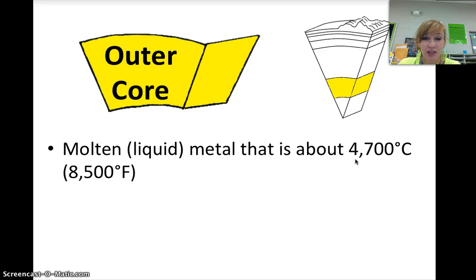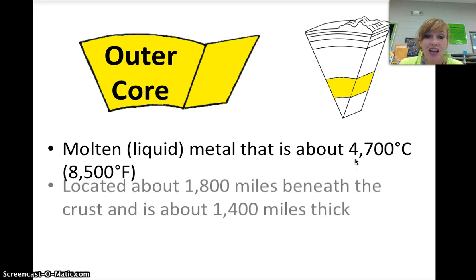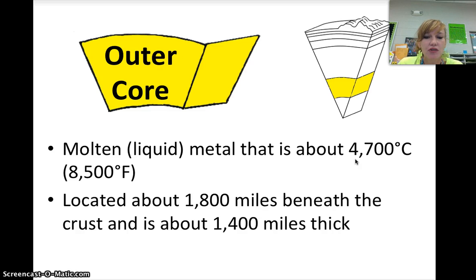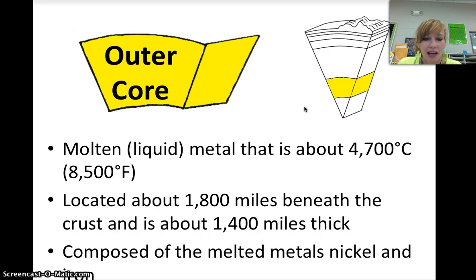Water boils at 212 degrees. So you can see 8,000 degrees, really hot. The outer core is about 1,800 miles below the crust, so that is a very long way to get to the outer core, and it's about 1,400 miles thick. So you add that together, and you get, let's see, 3,200 miles to get to this point right here, to the bottom of the outer core. That's a long way. So you see why drilling to the center of the earth is kind of a hard thing to figure out how to do. I said this, it's composed of the melted metals, nickel and iron.